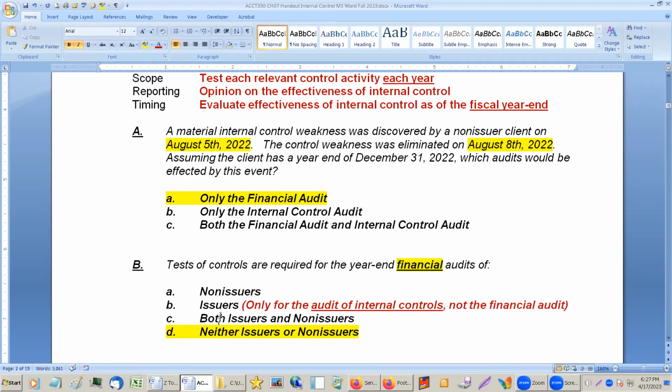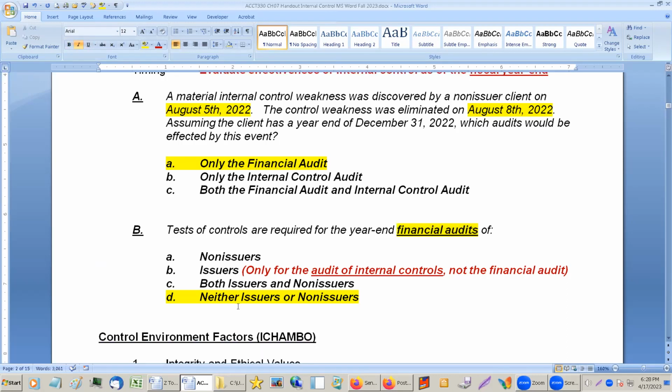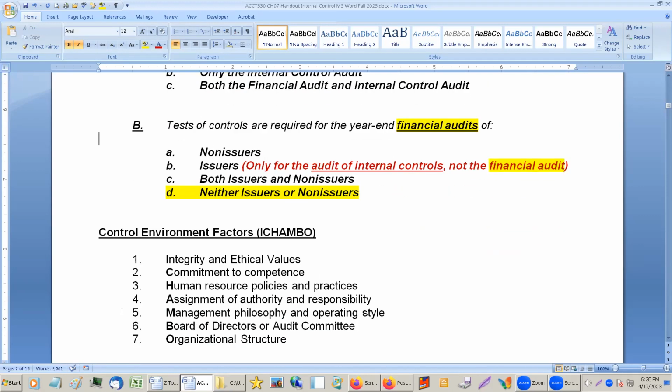Because they're financial audits, issuers are only required to do it for the audit of internal control, not the financial audit. Very good. So financial audits, you're never required to do it unless you're going to rely on it. And because this is the financial audit, we don't need to. Okay, very good.